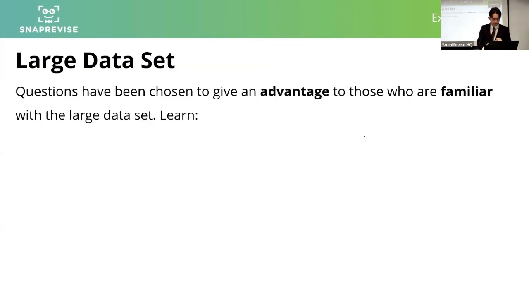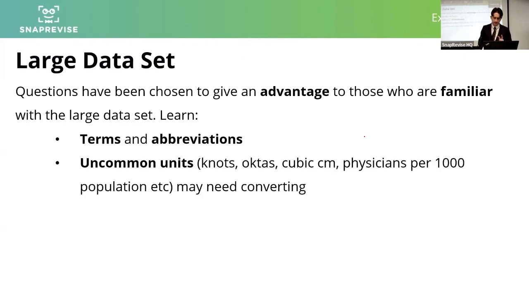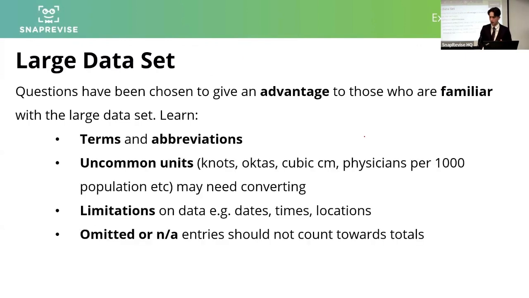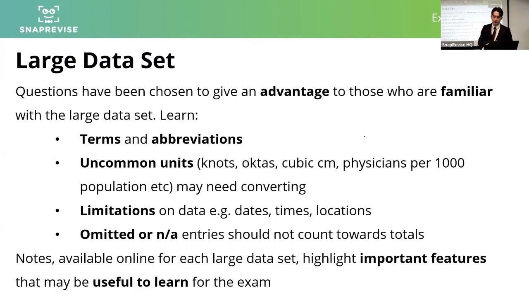Let's keep going. So the large data set, as I said, the main things you want to be familiar with are the headings, the units, especially the weird, uncommon ones, limitations, anything that's missing, and any context that might be really important to refer to. As I said, you don't need to learn values off by heart. For most of the large data sets, if you go on your exam board website, there'll be some information about it as well, so maybe focus more on that.